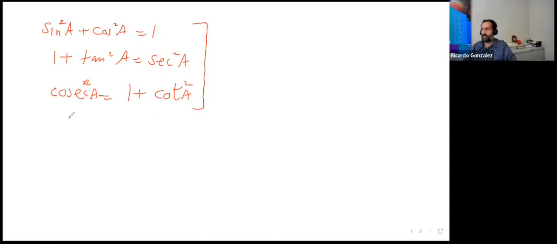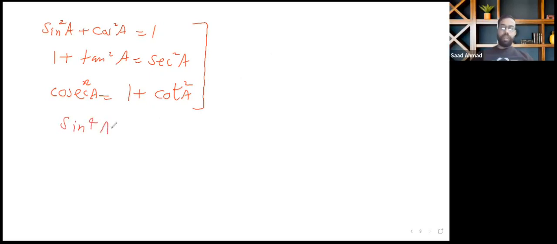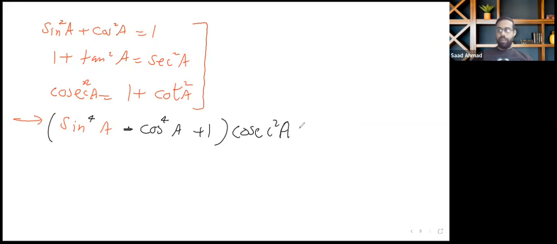Okay, so let's say we have sine to the power 4a, that's the question here. That's not sine 4, that's a power. Sine to the power 4a minus cos to the power 4a plus 1. We want to multiply it with cosecant squared a, and we want to prove that it equals 2.